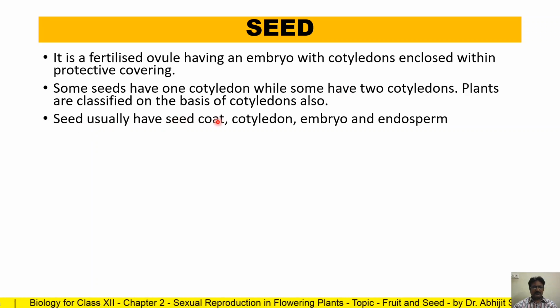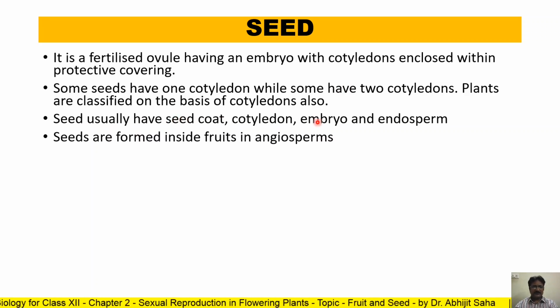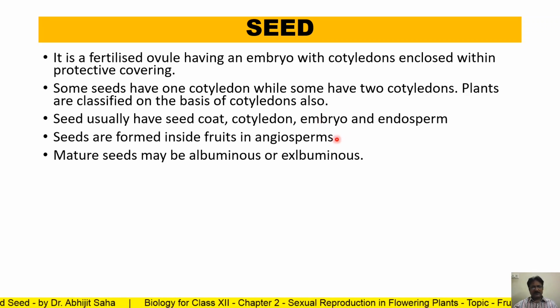So there is a seed coat, cotyledon, embryo and endosperm in the seed. Naturally, in the previous slide we have seen how the fruit and seeds are formed. In angiosperms, the ovary contains the ovules, and after fertilization, the fruits are formed from the ovary and seeds are formed from the ovule. Naturally, seeds are found inside the fruits. This thing doesn't occur in gymnosperms. In gymnosperms, such closed seeds are not found, that is, fruit is not formed.